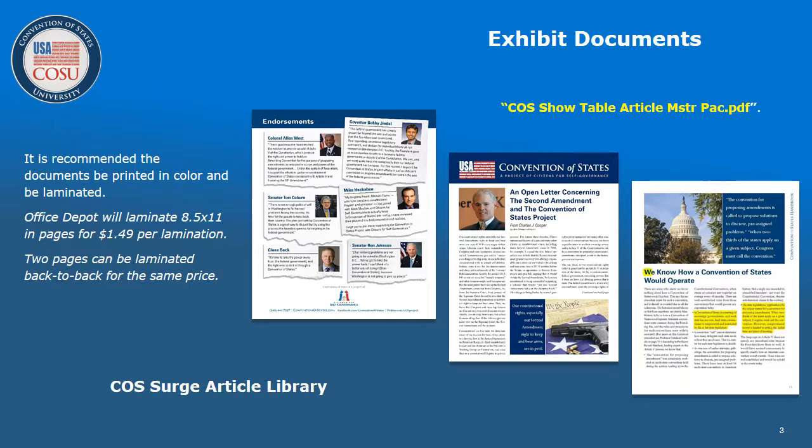It's recommended that these documents be laminated so that they will have durability at the table. If you have a laminator, great. If you don't have a laminator, Office Depot will be glad to laminate them for $1.49 per lamination. And for those that are single-sided, you can laminate them back to back. These articles, again, are in the COS Show Table Article Master Pack PDF. You can find additional articles at the Convention of States site. Look under the tab Learn, and then look at the COS Surge Article Library.